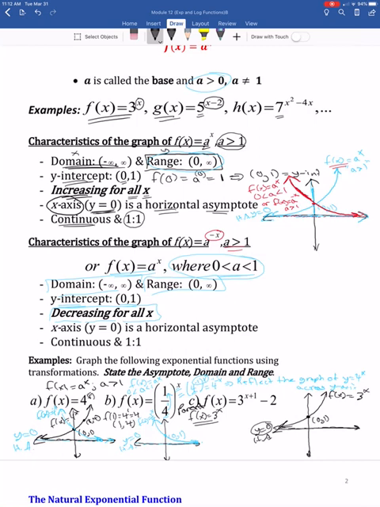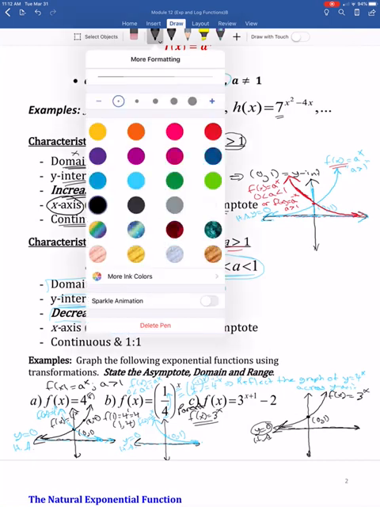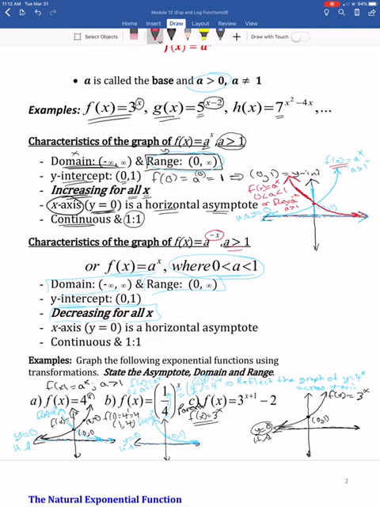Now I'm going to use that graph to get the graph that I want here in my parent model. And I'm going to graph this new one in red. Now we've got a couple changes to take care of. I've got a +1 and a -2. So let's go ahead and take care of this +1. So what does that ask us to do?